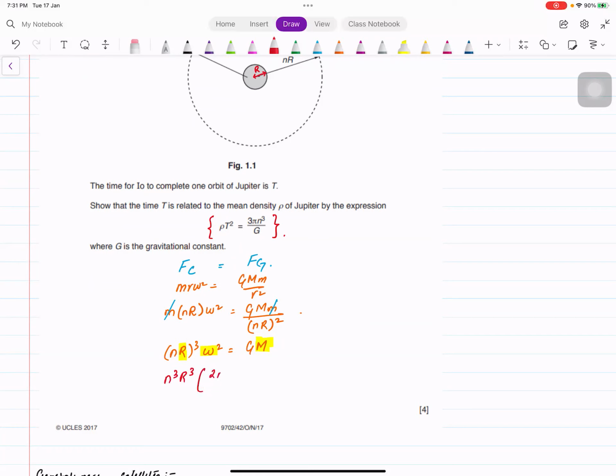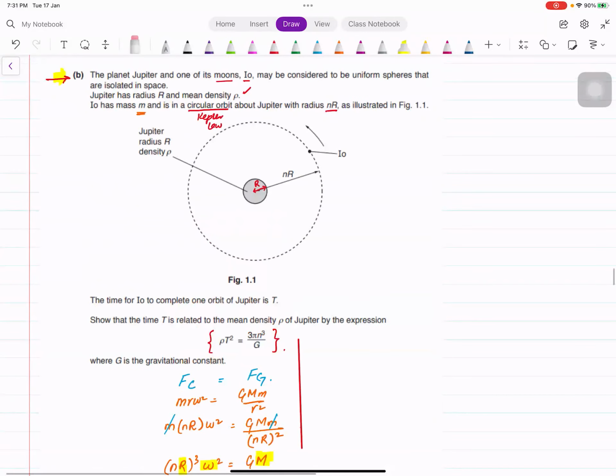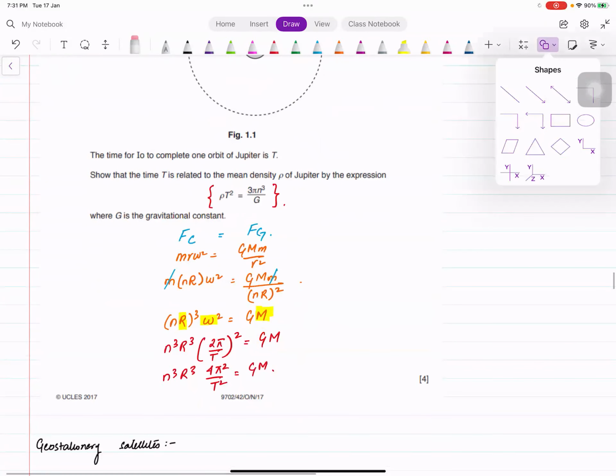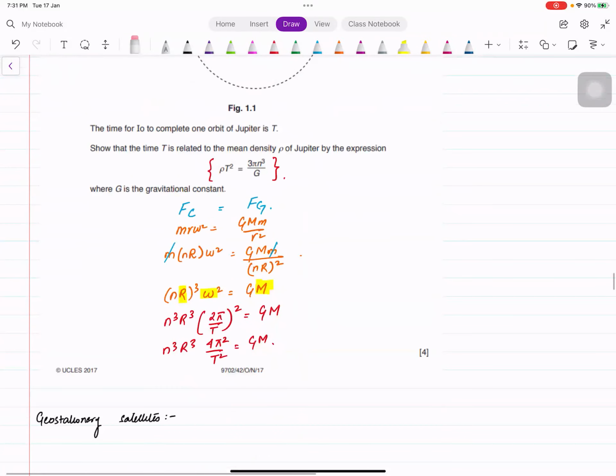Omega is going to be 2 pi over T, whole squared, and GM. This will then be equal to 4 pi squared T squared equals GM. Okay, now I've got pi and I don't have 3, so I need to bring 3 in somehow. From this point onwards, if you look at the equation, I'm just going to put a slider here. Oh my goodness, I don't know what the issue is with this. I'll do it manually.